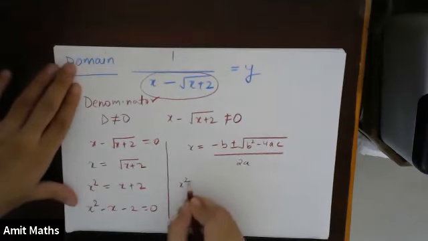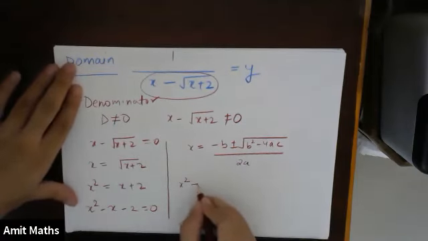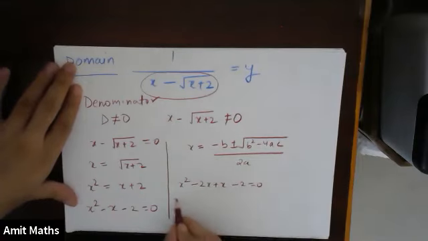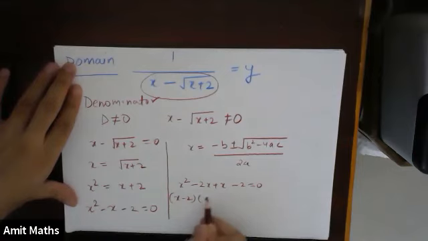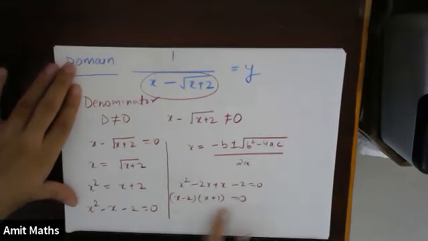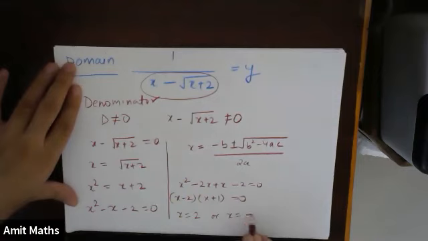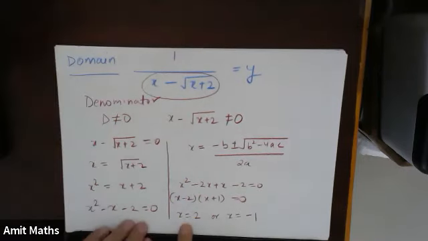This is x squared minus x minus 2, where I can write minus x as minus 2x plus x, so minus 2x plus x minus 2 equal to 0. So I'll take x minus 2 and x plus 1 equal to 0. These will be the two factors. So that means x is equal to 2 or x is equal to minus 1.